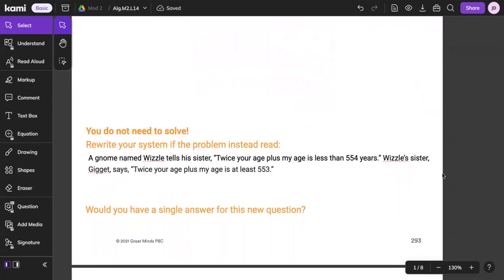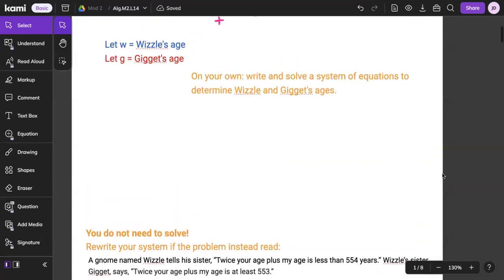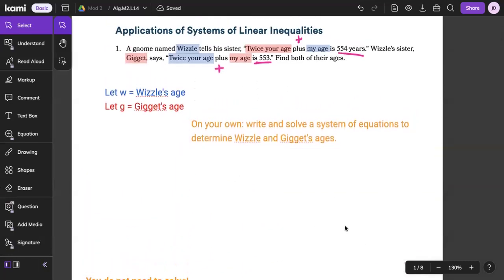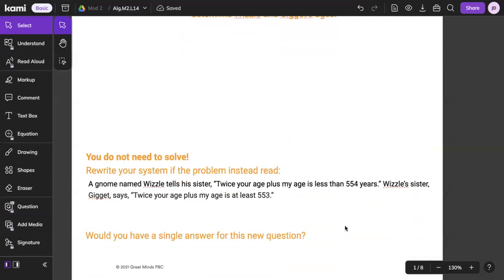You don't need to solve it, but I want you to rewrite the system of equations to be a system of inequalities. If Wizzle tells his sister twice your age plus my age is less than 554 years, Gidget says twice your age plus my age is at least 553. Using that, I want you to write a system of inequalities and then just kind of think to yourself, would this have a single answer? You got a single answer for each age here, but would this have only one answer?